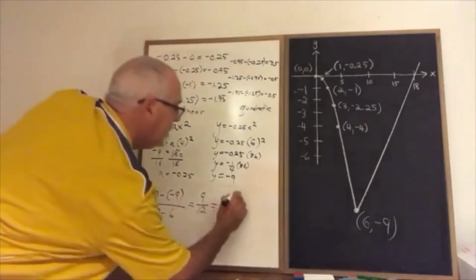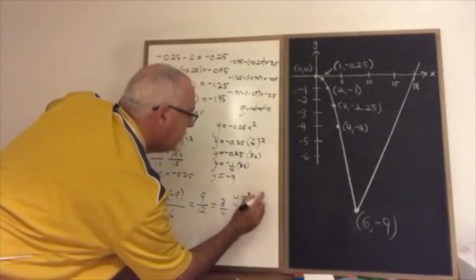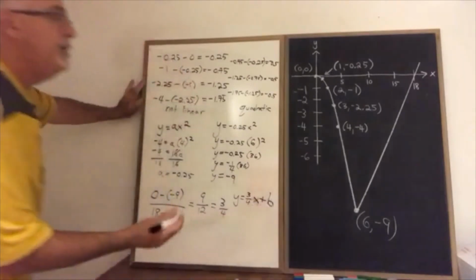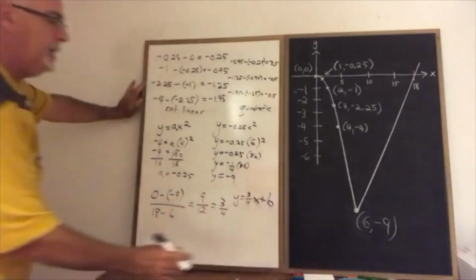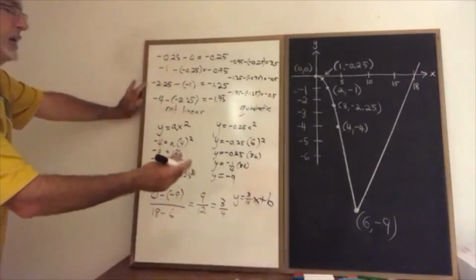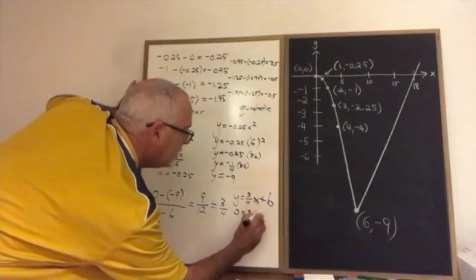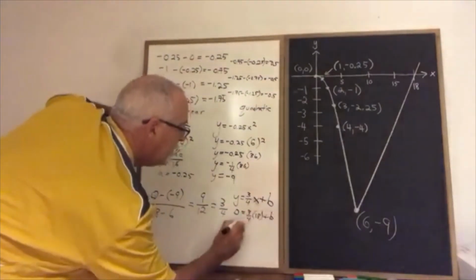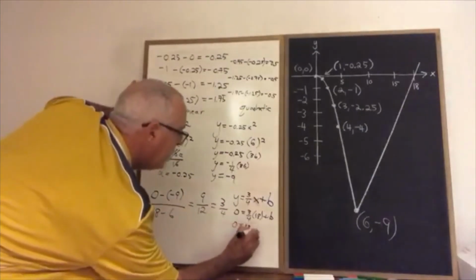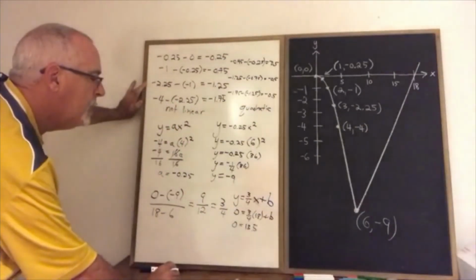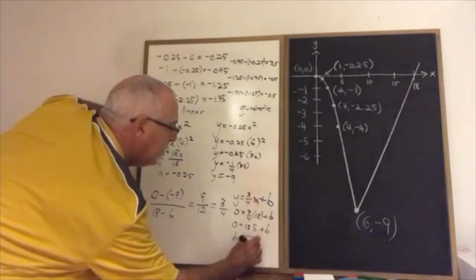My equation is going to be y equals 3/4 x plus b. I need to know the b, the y-intercept, which I can see is going to be down here. It's going to be a negative number. I'll plug in one of the points that I know. I'm going to use 18, 0 again. So 0 equals 3/4 times 18 plus b. 3/4 of 18 is 13.5. So b is equal to negative 13.5.